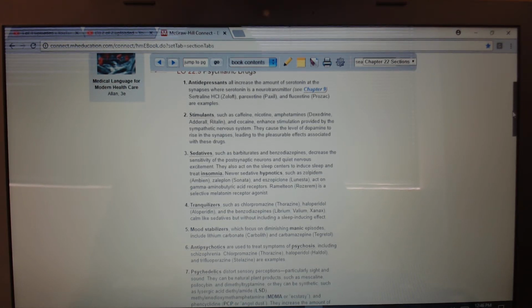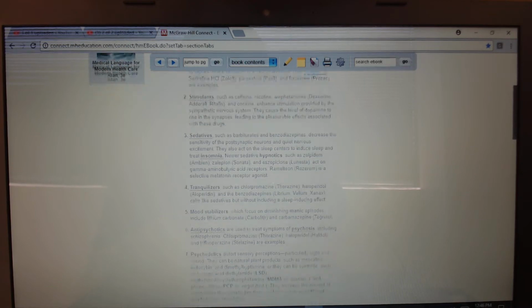Sedatives such as barbiturates and benzodiazepines decrease the sensitivity of the postsynaptic neurons and quiet nervous excitement. They also act on sleep centers to induce sleep and treat insomnia. Newer sedative hypnotics such as zolpidem (Ambien), zaleplon (Sonata), and eszopiclone (Lunesta) act on gamma-aminobutyric acid receptors. Ramelteon, Rozerem, is a selective melatonin receptor agonist.